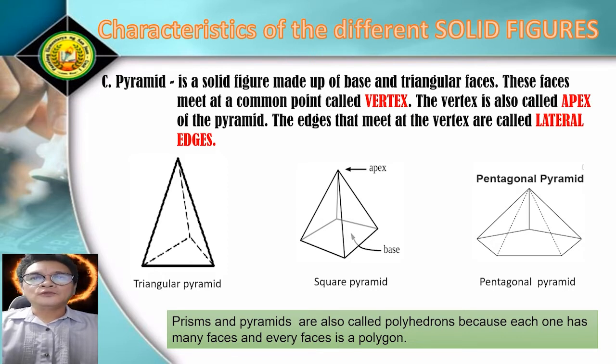Okay? Notice the base of the pyramid. We have the triangular pyramid or tetrahedron, then the square pyramid, pentagonal pyramid. As you notice, all the bases are made up of polygons. So, in other words, you can make a pyramid out of different kinds of polygons.